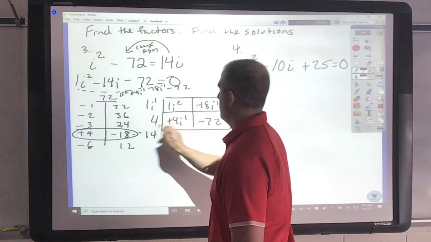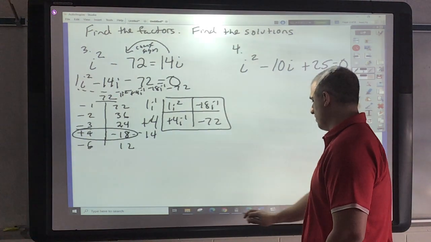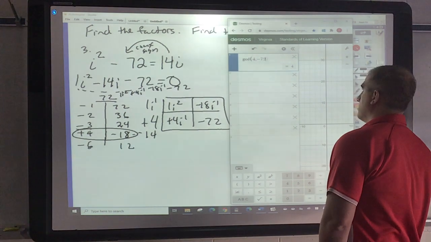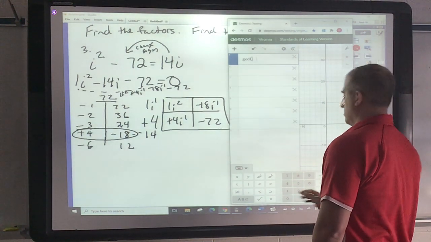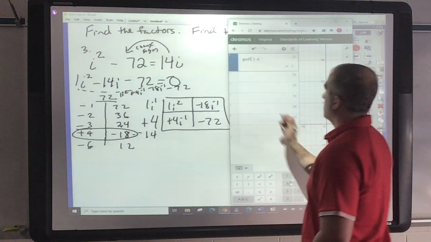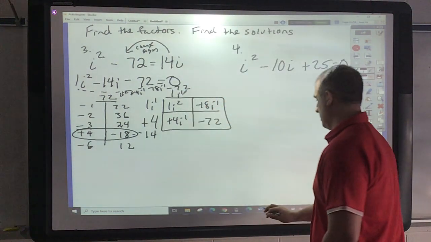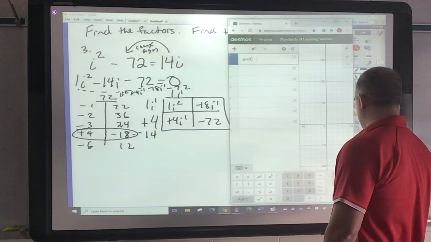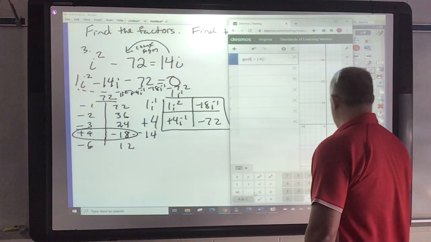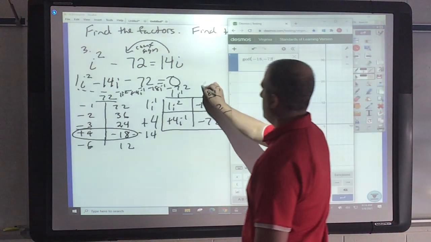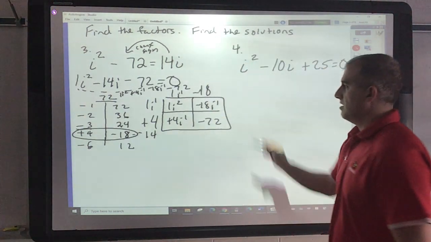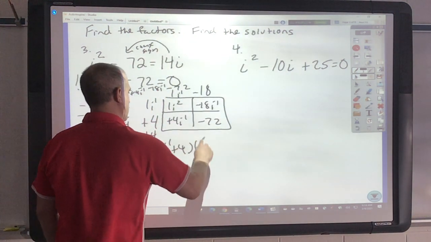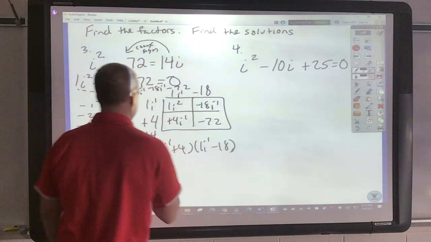is 4, that'd be a plus sign here. Then I do 1 and 4, okay, it's going to be 1, they both have I1, and then negative 18 and negative 72. It is 18 with a minus sign right there. No I. So my factors are 1I to the first plus 4, 1I to the first minus 18. So those are the factors.